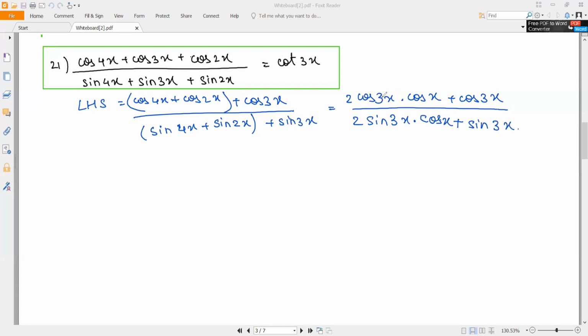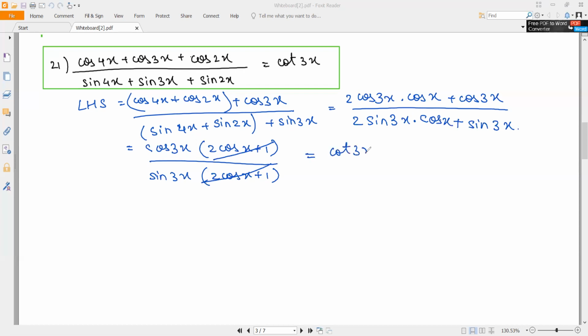So you'll take cos 3x in common in the numerator, and you're left with 2 cos x plus 1, and you'll take sine 3x common in the denominator, and you're left with 2 cos x plus 1. These two brackets get cancelled, they're the same value. Cos 3x upon sine 3x is cot 3x. This is your RHS, hence proved. Next.